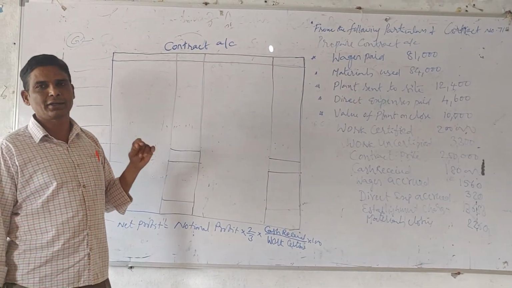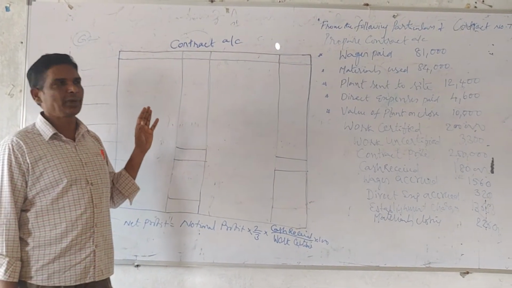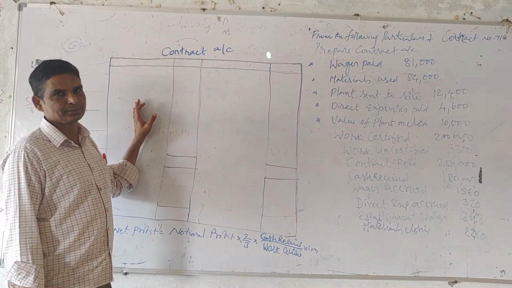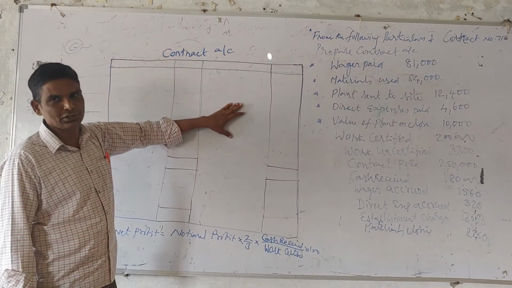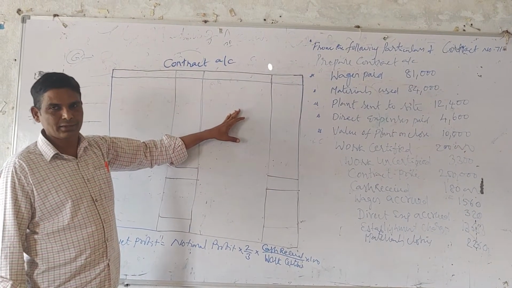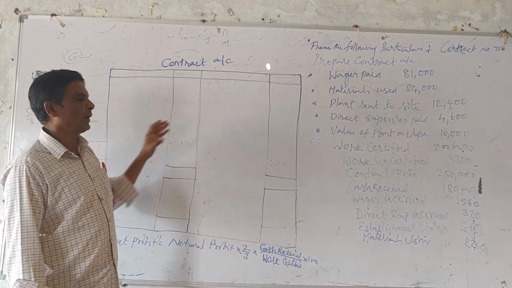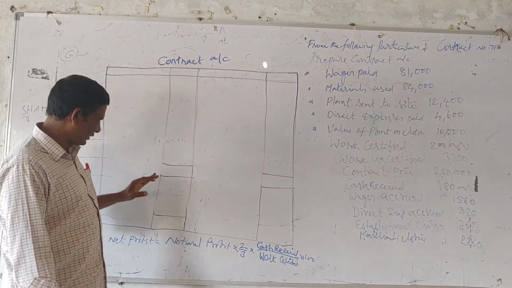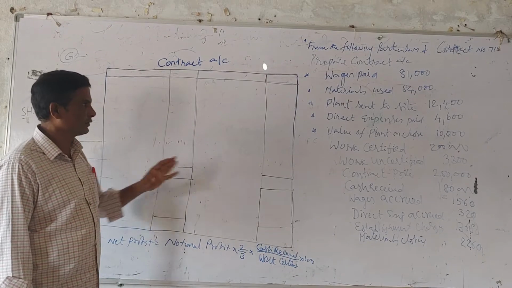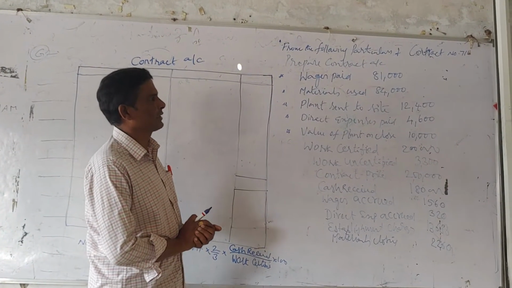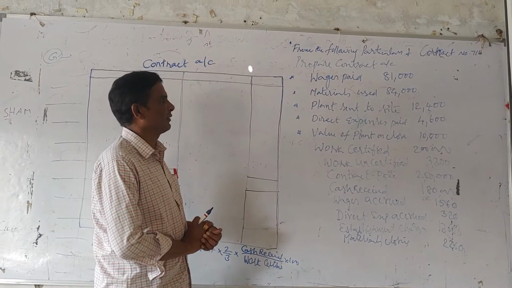The important point to prepare a contract account is: debit all the expenses and opening stock, and credit all closing stocks, work certified and work uncertified. And at the same time, plant opening is debited, plant closing is credited. Then after this we will work out this one. So I will read out the problem. From the following particulars of contract number 714, prepare contract account.